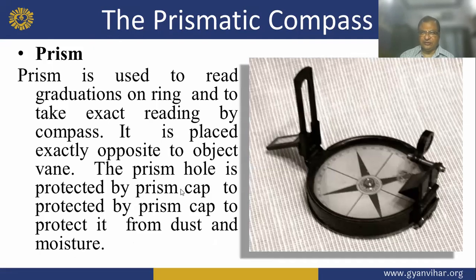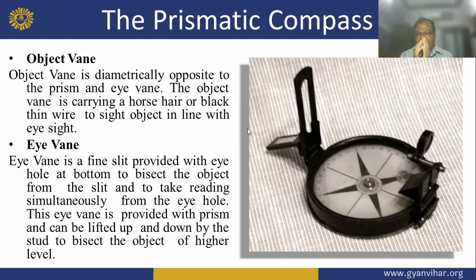Now, my dear boy, we will discuss the prism of the compass. So what is a prism? See this, this is the prism. The prism is used to read the graduations on the ring and to take the exact reading of the compass. It is placed exactly opposite to the object vane. The prism hole is protected by a prism cap, to protect it from dust and moisture. Okay. Now, what is the object vane?